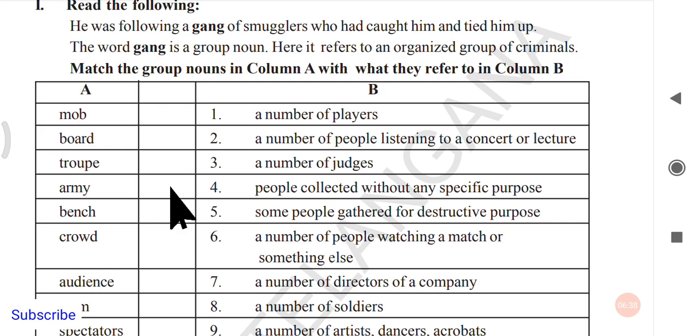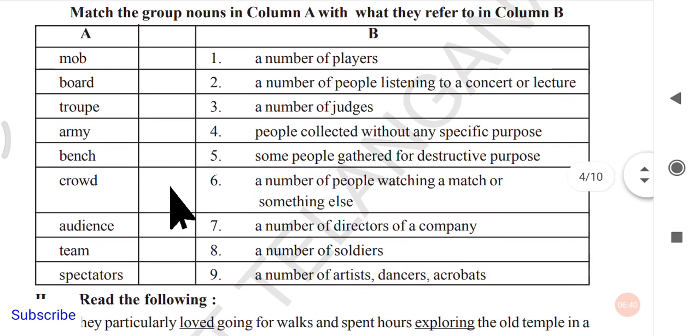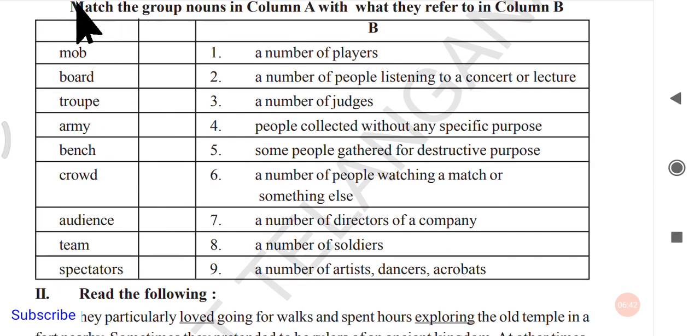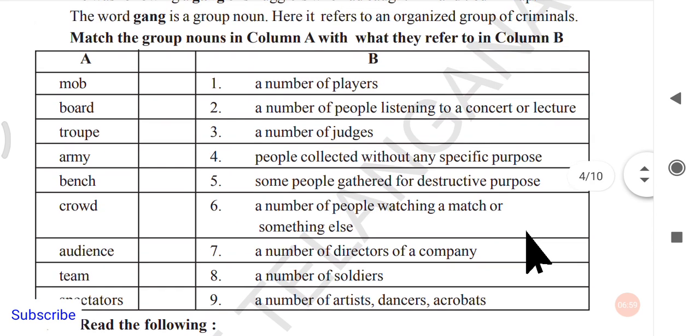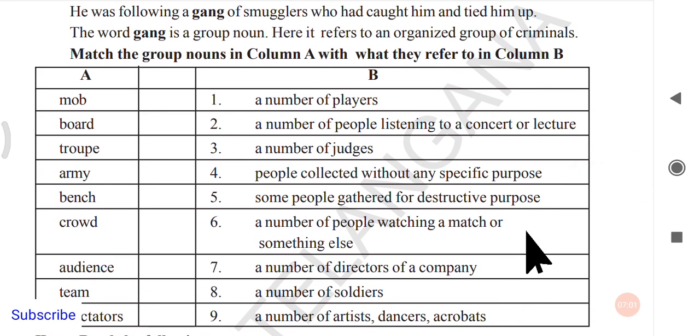So this is simply match the following, where on the left-hand side we have collective nouns, and on the right-hand side we have their meanings. We shall simply look at that. Look at the first one, mob. So what is mob? Here we have come across gang, but we have another word for a group of people. What is that called? Mob. Mob is nothing but people gathering for a destructive purpose.